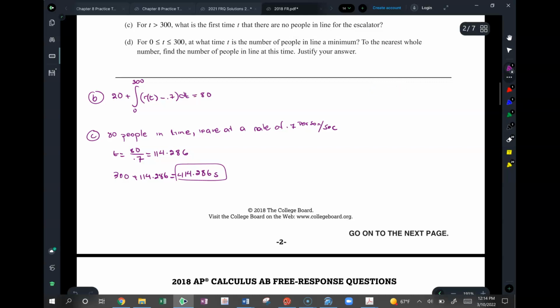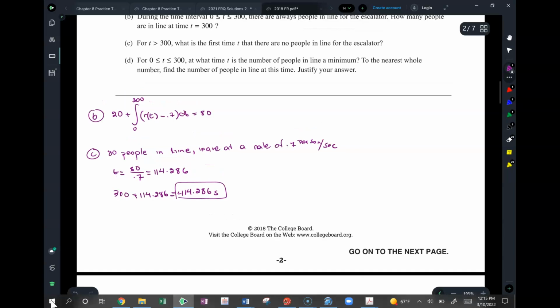So imagine, like I said, there are 80 people and 2 people are leaving per second. If you did 80 equals r t, yes, exactly. But what is 80? 80 is like the distance, the people in line. Yeah, it's like the people in line now.